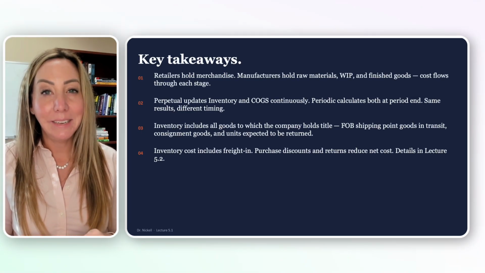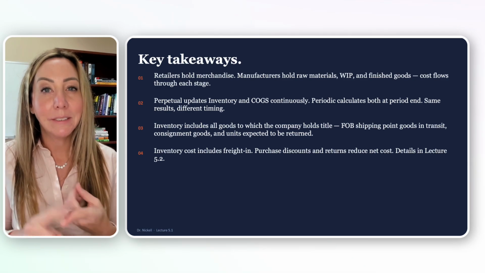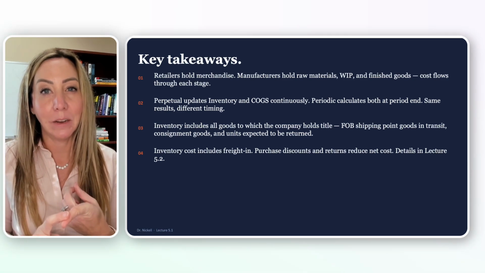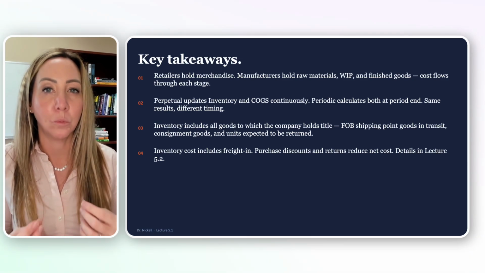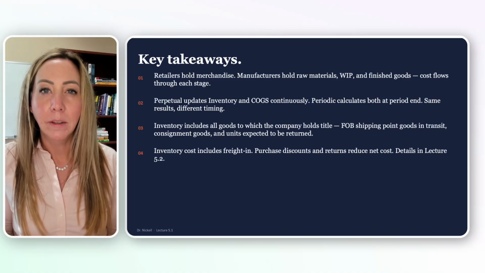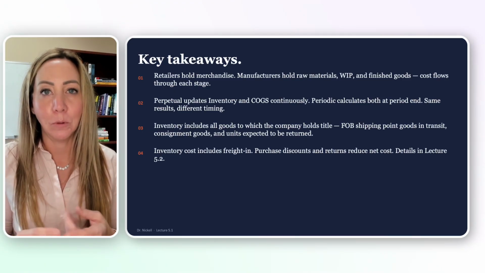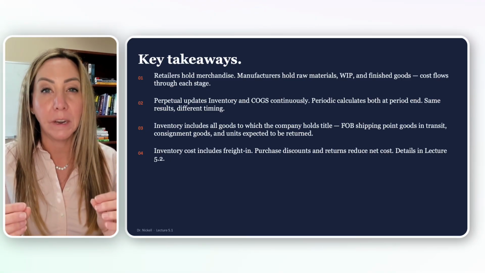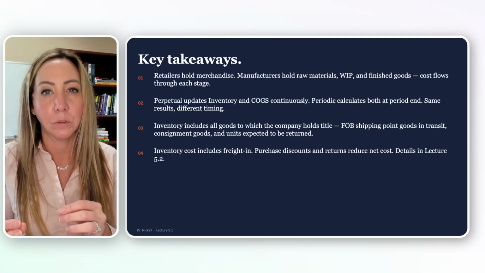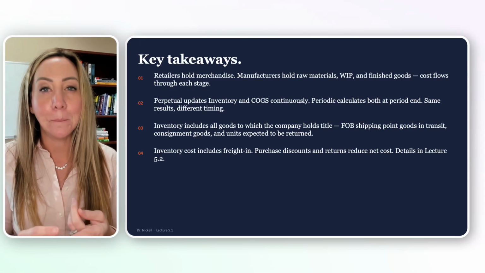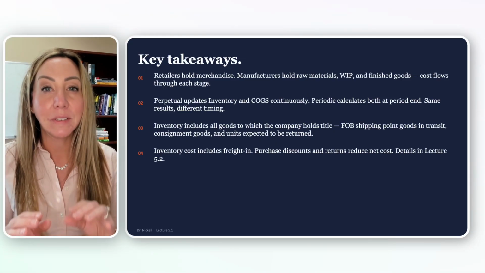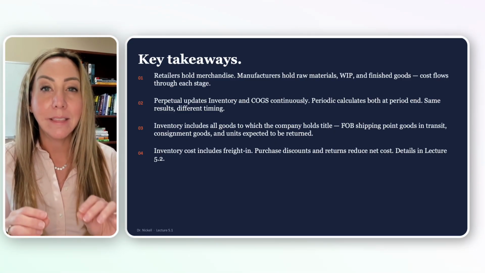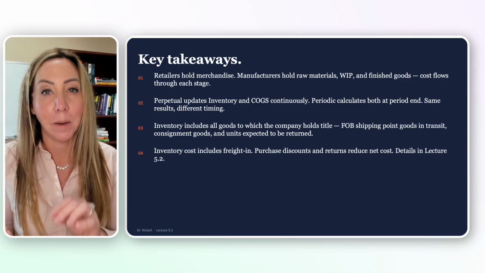Let's review. Key takeaways from this lecture include different companies need different inventory accounts. Merchandising companies, such as Walmart or Target, only need one. Manufacturing companies, such as Apple or Tesla, need 3. Cost flows through these accounts before finally being recorded as cost of goods sold. Perpetual and periodic systems produce the same ending inventory balances. The difference is the timing of the updates.